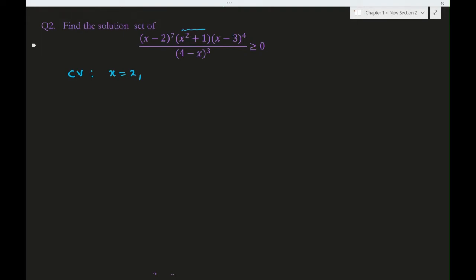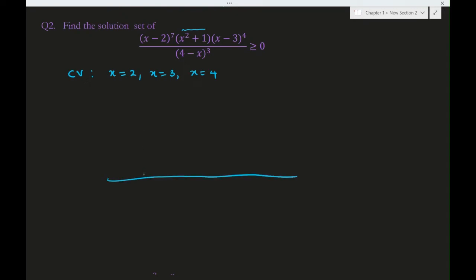Then go to the third term here. We can get x equals 3. Then come to the denominator. We can get x equals 4. Then we just go to the table directly, and this is how the table will look like.